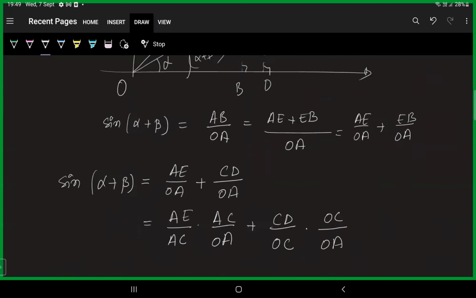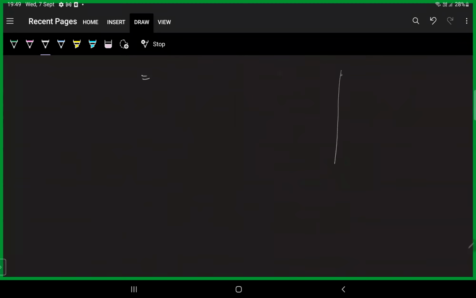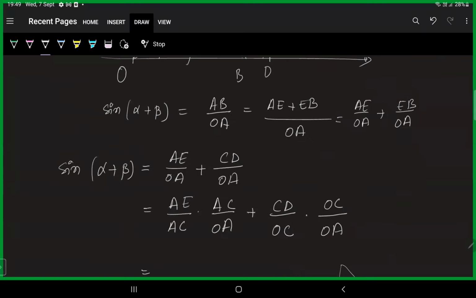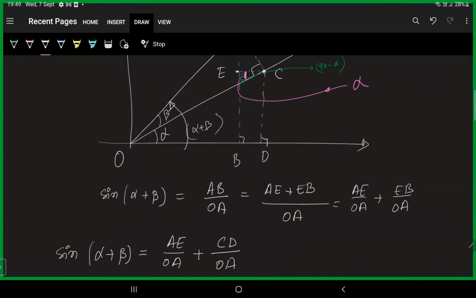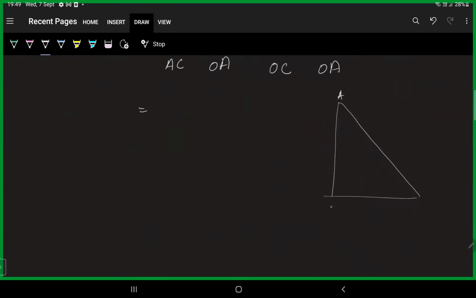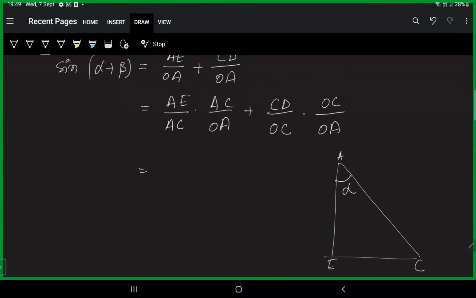Let's make the triangle here. The same triangle we are going to write, AEC. We have isolated this triangle from everything else. Now this is your alpha. We are writing AE upon AC. This is the hypotenuse side, right? This is the base because the angle is like this. So base upon hypotenuse is what? Cos of alpha. So we can write this as cos alpha multiplied by what, A.